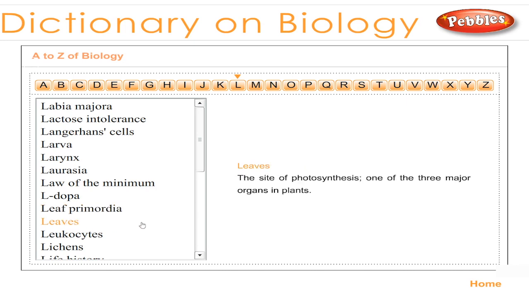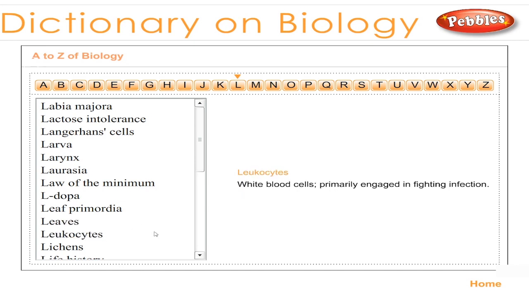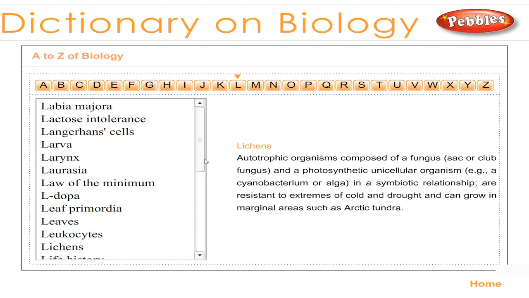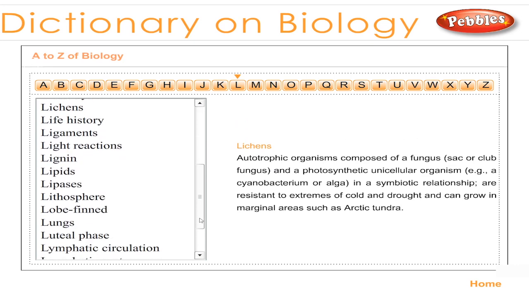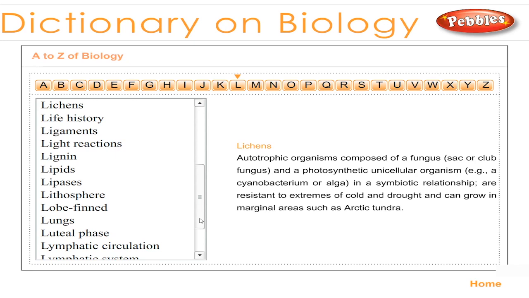Leaves, the site of photosynthesis, one of the 3 major organs in plants. Leukocytes, white blood cells, primarily engaged in fighting infection. Lichens, autotrophic organisms composed of a fungus, sac or club fungus, and a photosynthetic unicellular organism. Example, cyanobacterium or algae in a symbiotic relationship. They are resistant to extremes of cold and drought and can grow in marginal areas such as Arctic tundra.